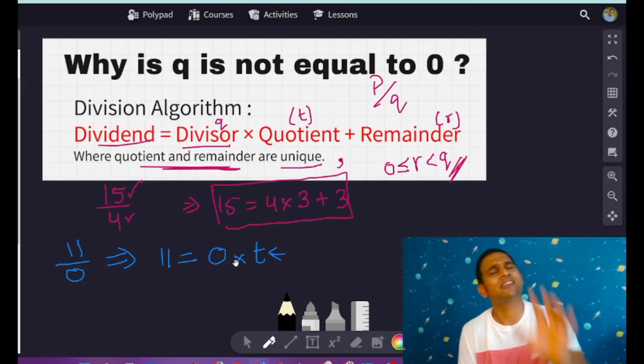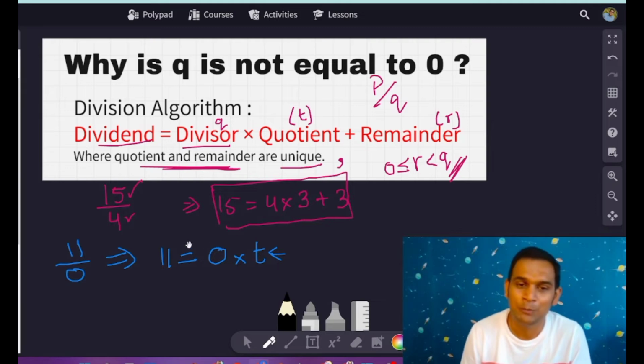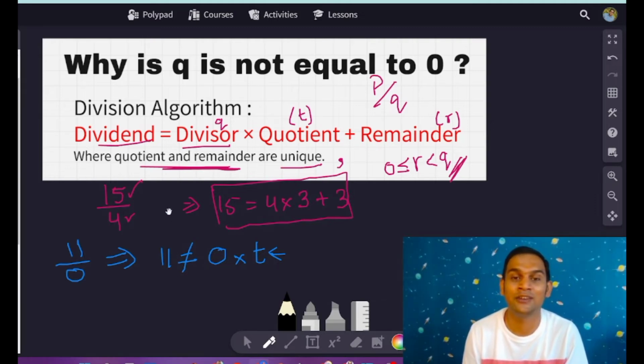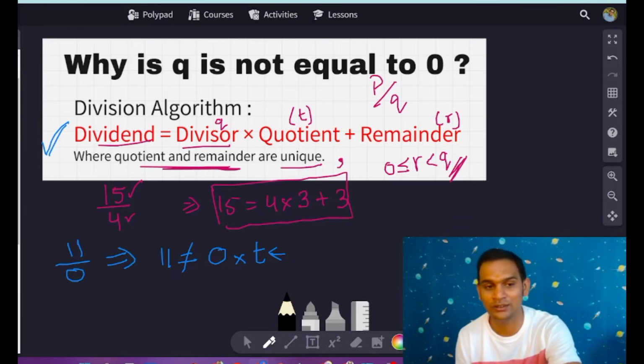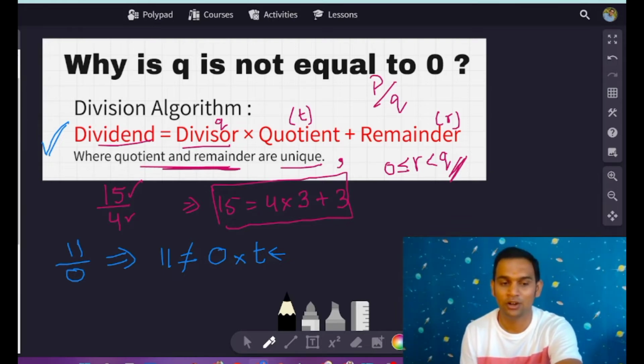Because 0 times any number will give you 0, and that means this equality cannot be satisfied and the division algorithm does not hold true. That is why Q cannot be equal to 0, and that is why we always mention in the definition that Q cannot be 0. I hope that makes a lot of sense to you. Let's get going to the next.